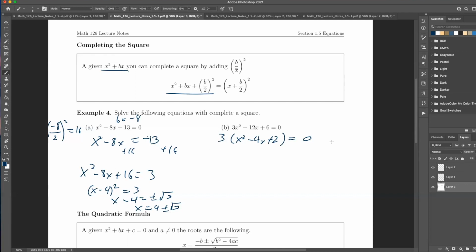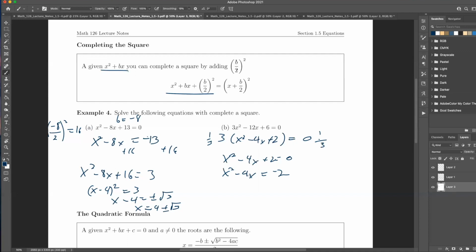Notice if I multiply both sides by a third, or divide by 3, same thing, right? 0 times anything is still 0, so you can just throw it away. And so here I just have x squared minus 4x plus 2 is equal to 0. We're going to move over that 2. Minus 2.